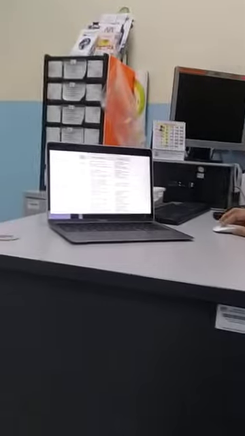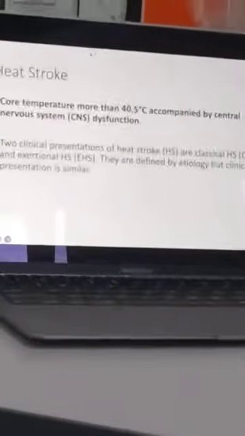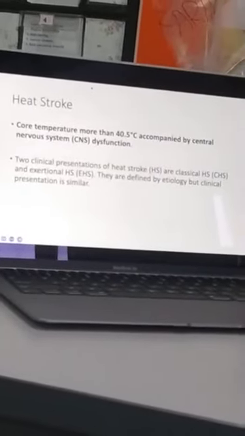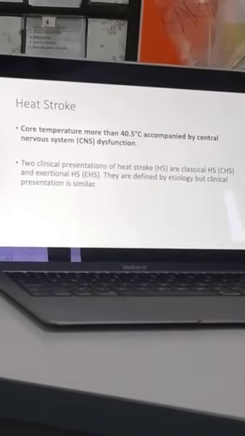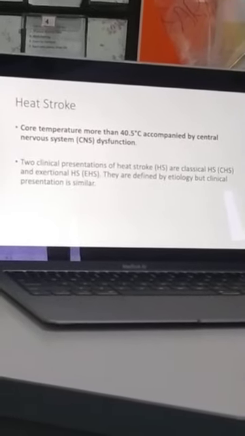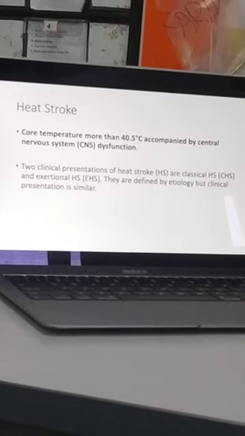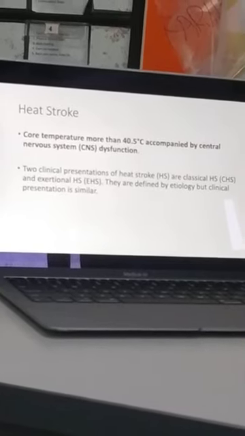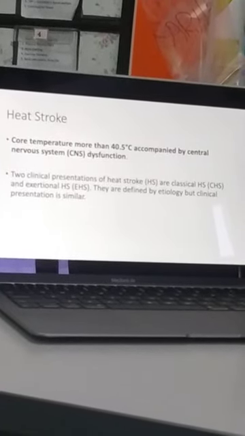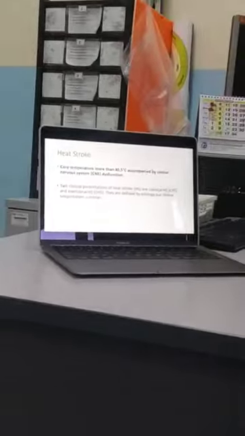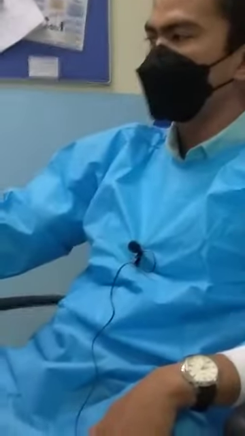Okay, so heat stroke is the major category of heat-related illness. What is the heat stroke definition? It can be defined as a core temperature of more than 40.5 degrees Celsius with central nervous system dysfunction. Heat stroke itself can be divided into two categories: classical heat stroke and exertional heat stroke.